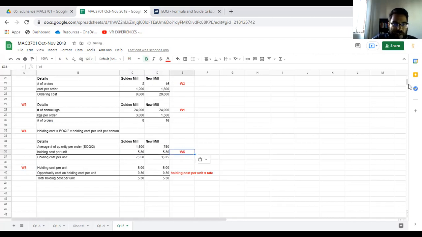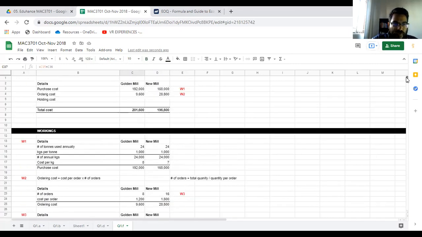So to complete, we'll plug in. So this is C37. Now go over here, it will equal C37, and you can drag it across. As you can see, the total costs for it is cheaper to go with Numal, because Numal would cost 200,000, whereas with Golden Mill it will cost 209,000 Rand.